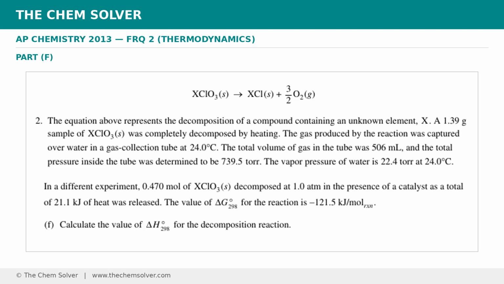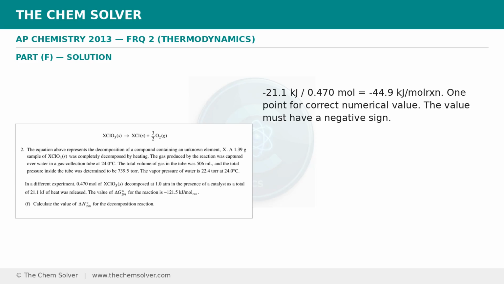In a different experiment, 0.470 moles of XClO₃ decomposed at 1.0 atmosphere in the presence of a catalyst, and a total of 21.1 kilojoules of heat was released. The value of delta G standard 298 for the reaction is minus 121.5 kilojoules per mole of reaction. Calculate the value of delta H standard 298 for the decomposition reaction. Minus 21.1 kilojoules / 0.470 moles equals minus 44.9 kilojoules per mole of reaction. 1 point for correct numerical value. The value must have a negative sign.